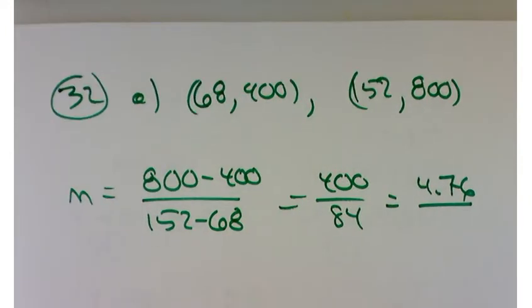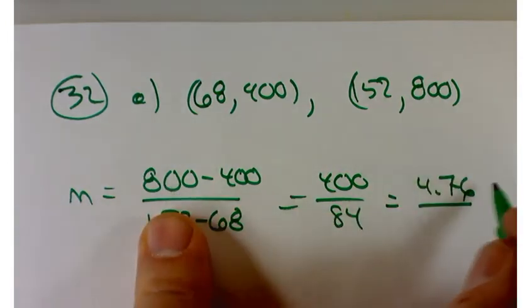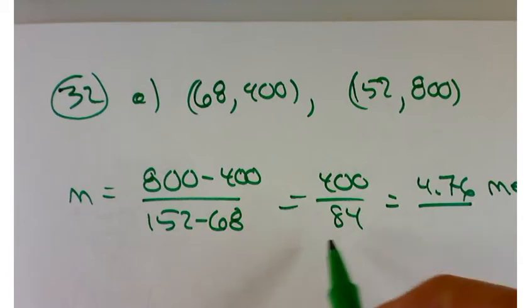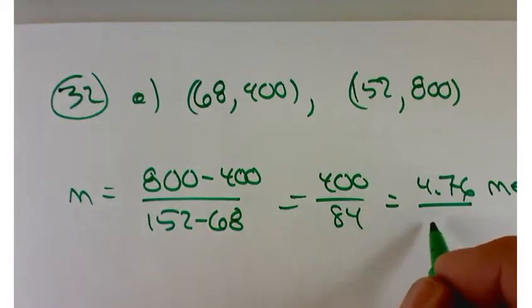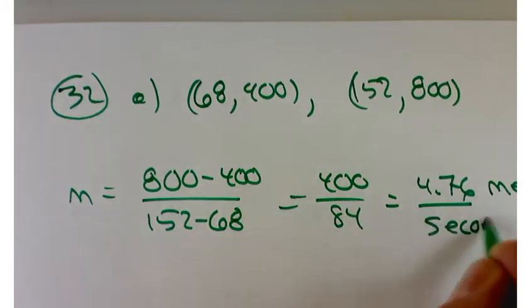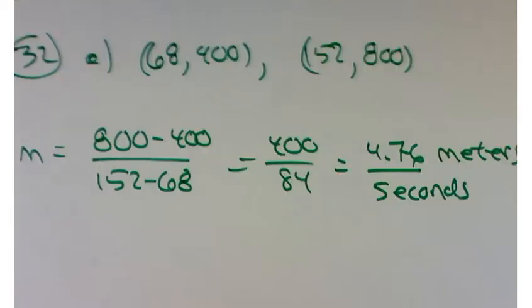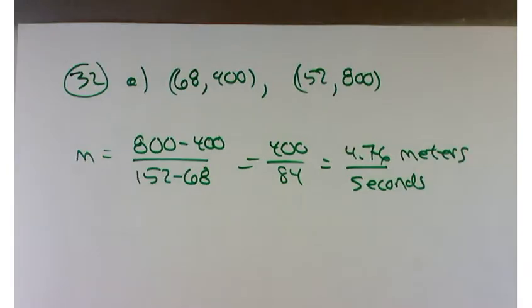And let's take a look here. The units here are in what, meters? So the numerator will be units of meters. What's the denominator units in? Did anyone catch that? Seconds. So 4.76 meters per second. That seems reasonably fast.